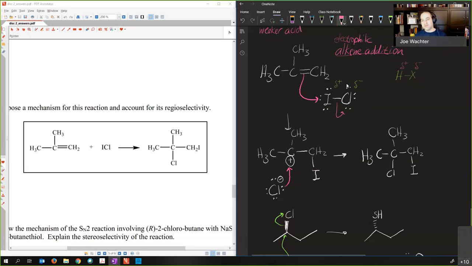The other thing that can be confusing here is we often think of iodine as a good nucleophile. And iodide, the negative ion, is a good nucleophile. But that's not what we're looking at here. This is a different molecule. It doesn't have anything to do with nucleophilic iodide. Other questions?